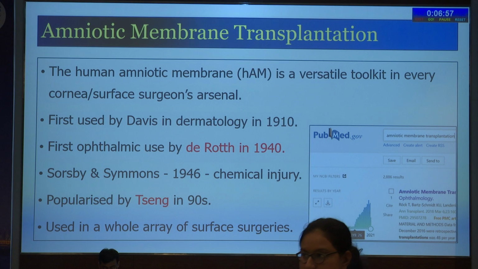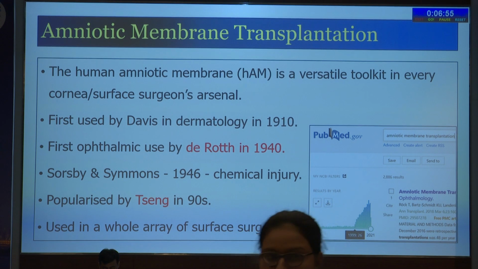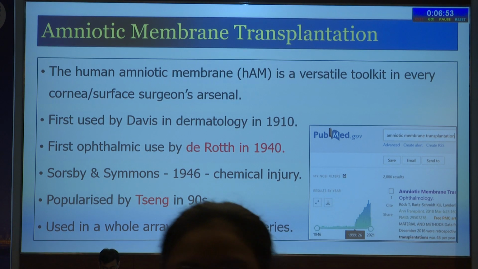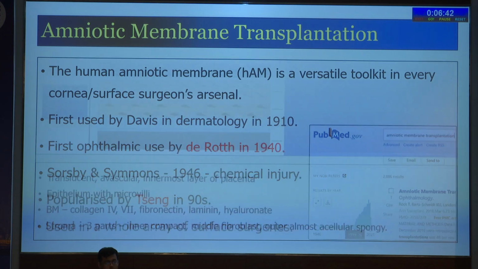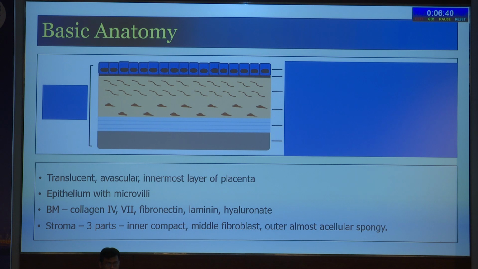Now, if you look at the PubMed searches from 1999 onwards, the number of publications and searches for amniotic membrane has gone up, owing to its versatile use in so many surgeries for the cornea as well as the ocular surface. Now, if you look at the basic anatomy, the cornea and the amniotic membrane look pretty similar.